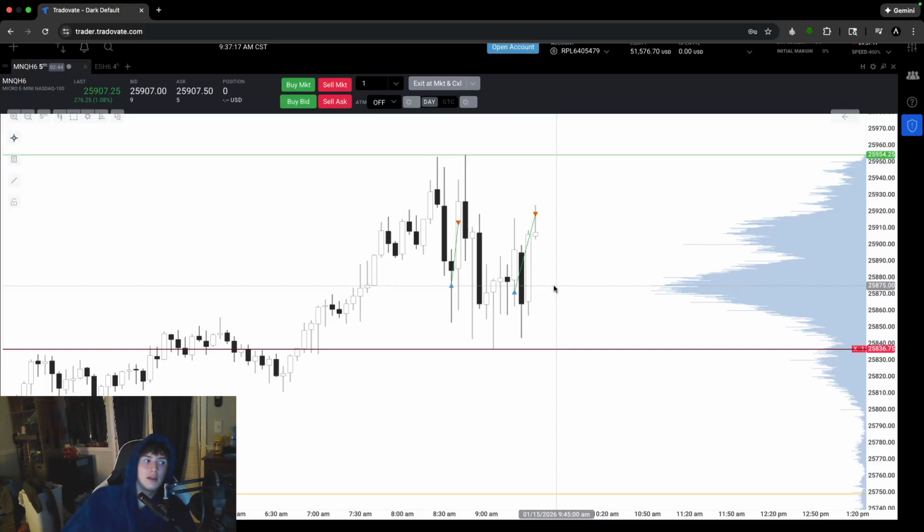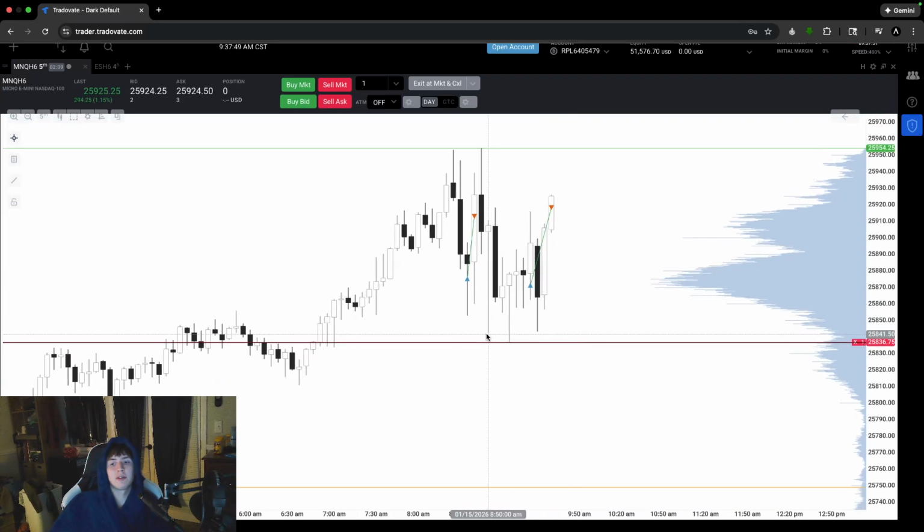Okay, so I would not take that trade normally if it was a real trading day, but there was a lot of 5-minute rejection here, and we swept this low, and we tapped into a low volume node.